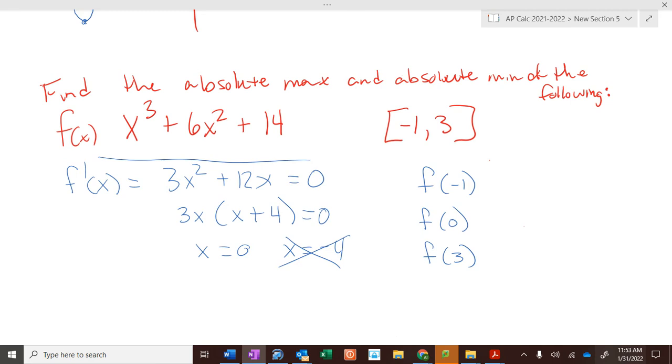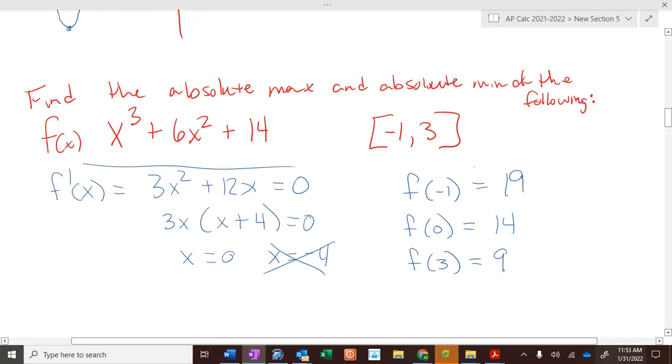Okay, what's f of negative 1 if we stick negative 1 in here? Negative 1 minus 6. What's negative 1 squared? There we go, 19. Okay, what's 0? 14. What's 3? 95? I'll trust you.